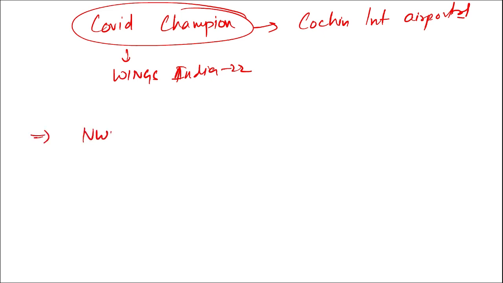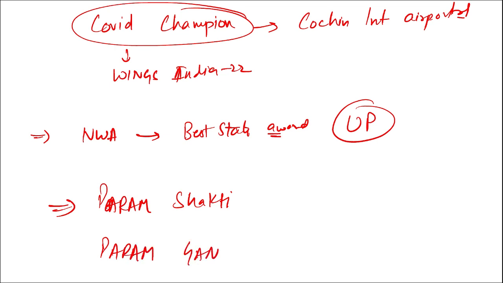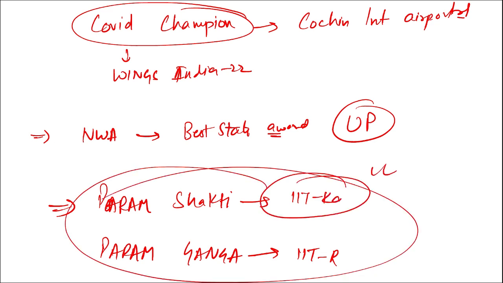If we are talking about the National Water Award, the state that has topped in this award, or you can say won the best state award in the National Water Awards 2022, is your UP, Uttar Pradesh. Next, if I ask you about Param Shakti. Remember, this is Param Shakti, and there is another supercomputer by the name Param Ganga. Param Ganga is being set up at IIT Roorkee, and Param Shakti, this is a supercomputer that is being set up at IIT Kharagpur. Alright, don't get confused between these two, these are also important.